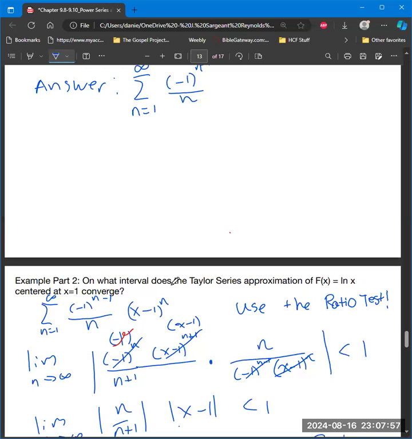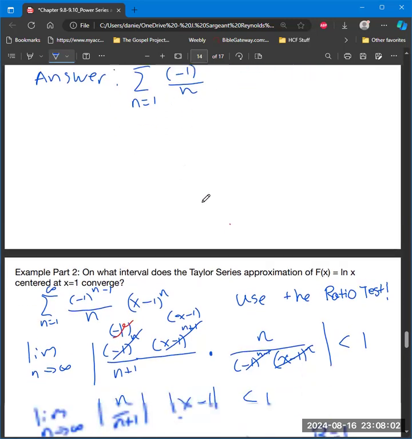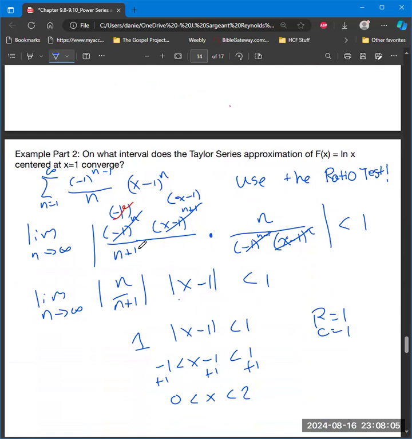here for f of x equals ln of x centered at x equals 1 converge? So we're going to do the ratio test on this, and here's the function right here. So the limit as n goes to infinity of the absolute value of -1 to the n minus 1 plus 1, which is n, times x minus 1 to the n plus 1 over n plus 1, multiplied by the reciprocal of all this. This is going to be an n in the numerator, and -1 to the n minus 1, and an x minus 1 to the n in the denominator.